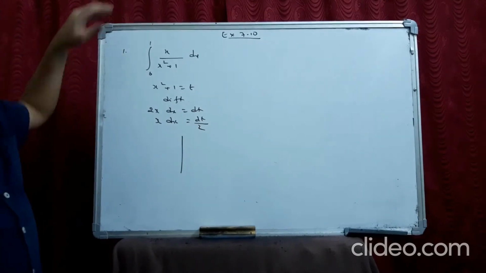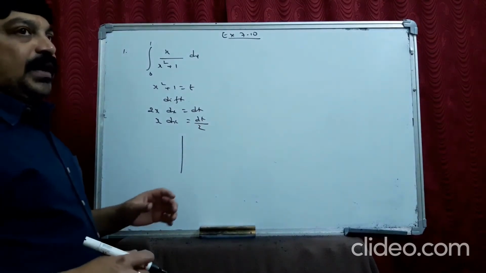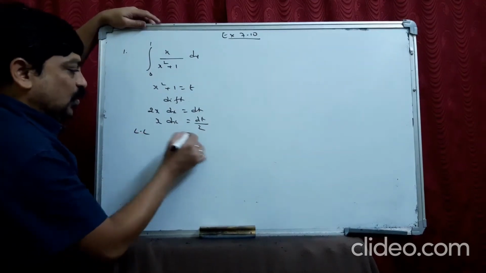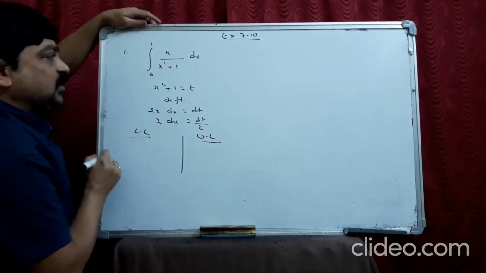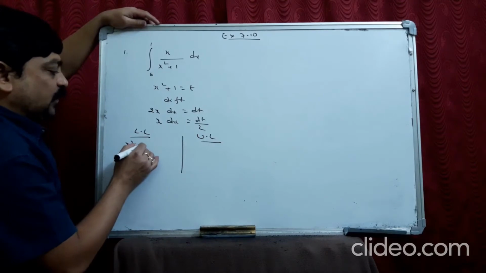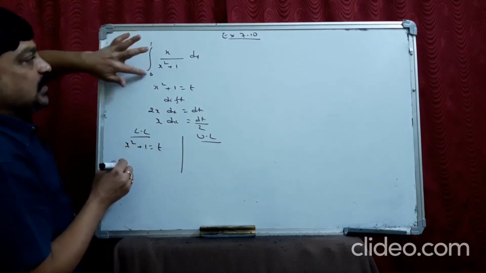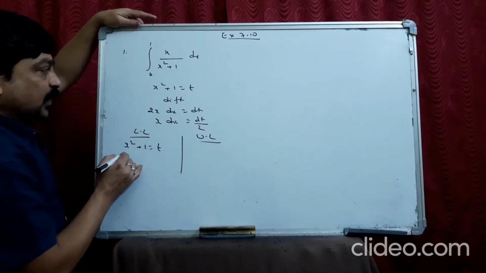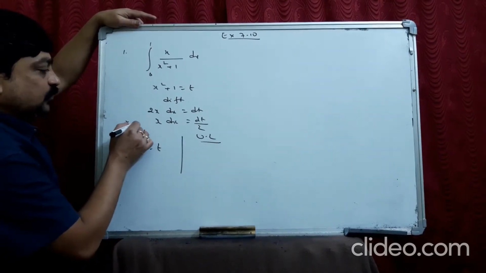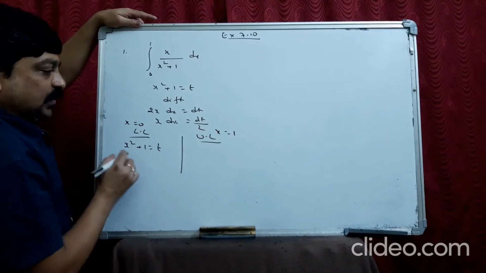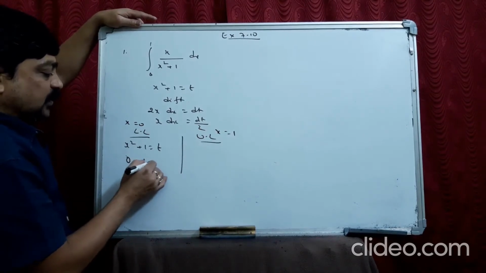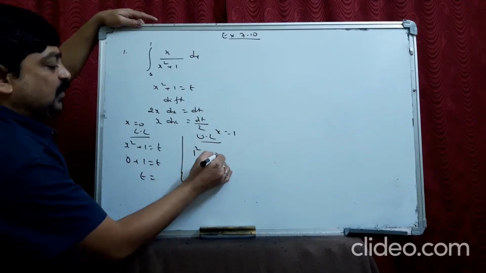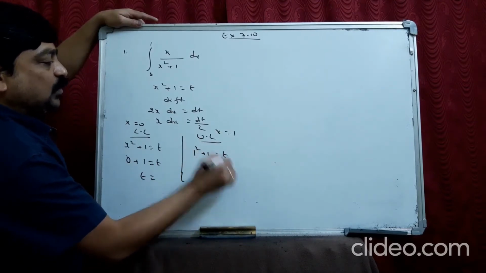When you are substituting, you should be careful. You should keep in your mind that the limits also have to be changed. So lower limit and upper limit has to be changed. So x square plus 1 is equal to t. So these are the values of x. We have to convert them in terms of t. So when x is 0 and when x is 1 here. When x is 0, it becomes 0 plus 1, t is equal to 1. When x is 1, it becomes 1 square plus 1, so it becomes t is equal to 2.